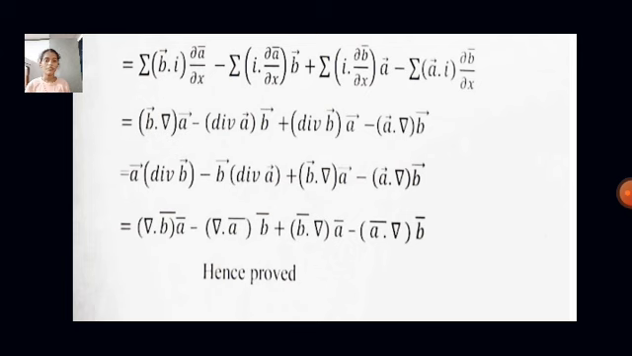Rearranging, (∇·B)A − (∇·A)B + (B·∇)A − (A·∇)B. Equals (∇·B)A − (∇·A)B + (B·∇)A − (A·∇)B.